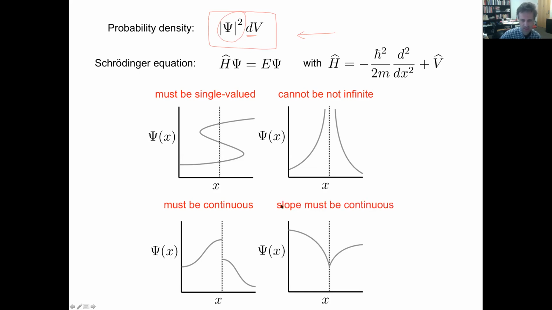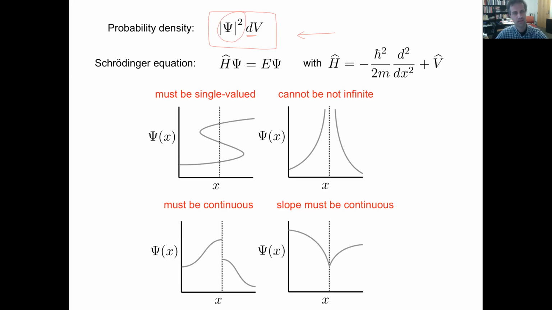That means that the slope must be continuous as well. If it is continuous, I can at all instances determine a second order derivative. But if the slope is not continuous, I cannot determine a second order derivative, which is ill-defined at this particular point where the slope has a discontinuity. So both the values of the wave function and the slope of the wave function must be continuous. Those are conditions that the Schrödinger equation imposes on our wave function. So let's keep them in mind.